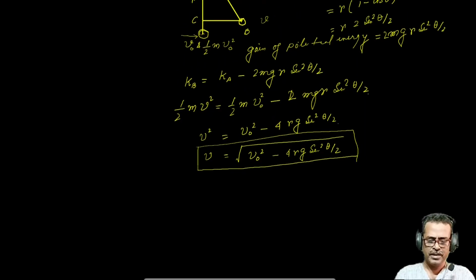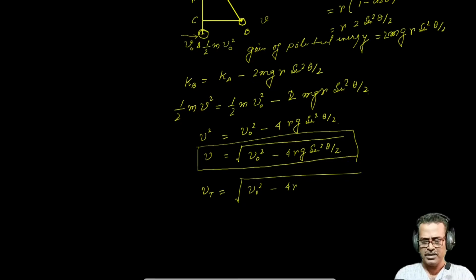So velocity at the top is equal to root over v0 square minus 4rg. Theta by 2, that is 180 by 2, which is 90 degree, that is 1. When theta is equal to 180 degree, that is the velocity at the top.